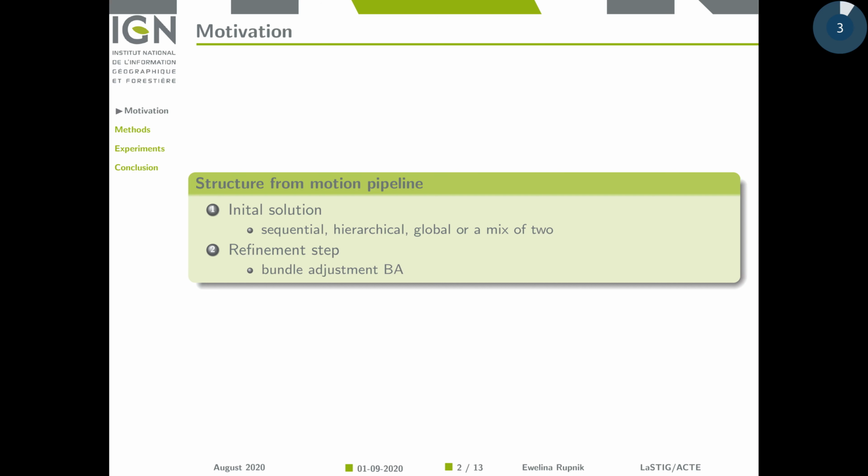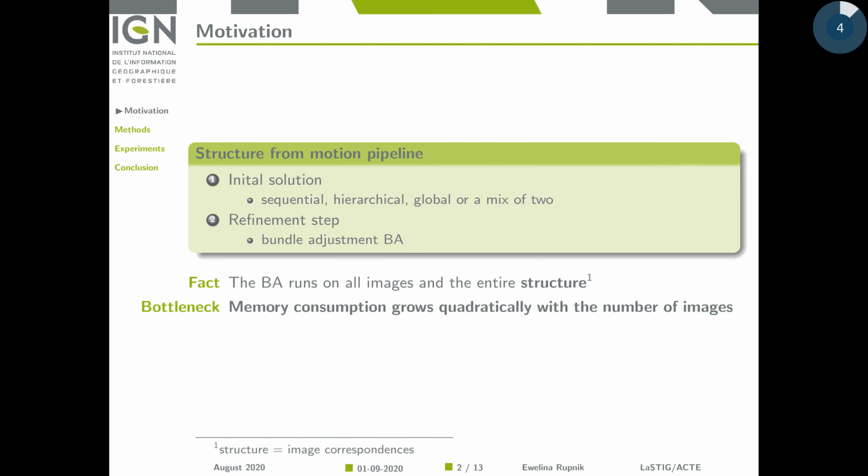The state-of-the-art structure from motion pipelines follow a two-step process. First, one obtains the global initial solution for all images. This is followed by a refinement stage, that is a bundle adjustment procedure. While building the initial solution is generally neat and pretty fast, the bundle adjustment runs on the entire structure, meaning that observations corresponding to all image correspondences are packed up in a single equation matrix. This is clearly a bottleneck, as the memory consumption grows quadratically with the number of images.